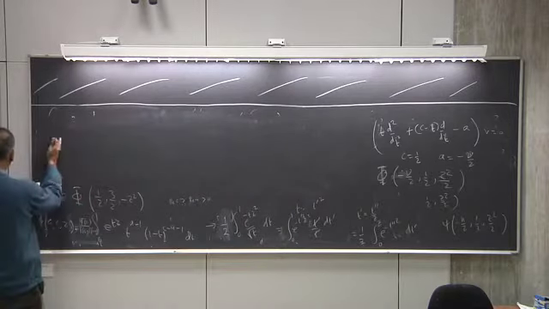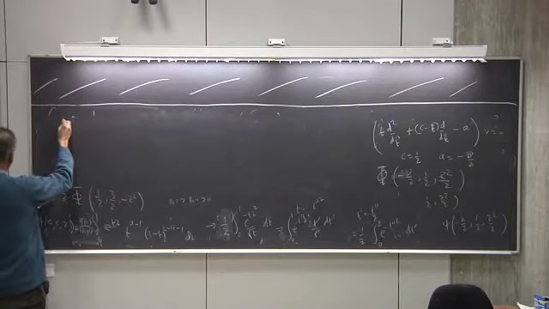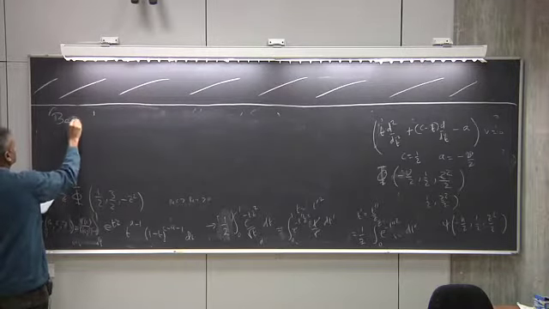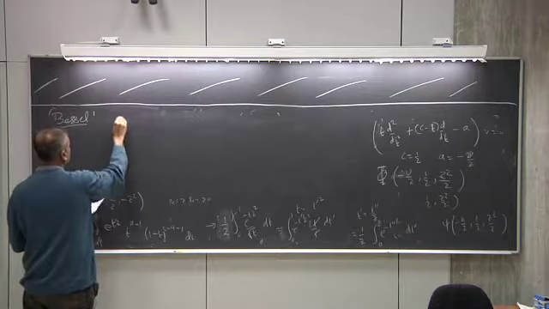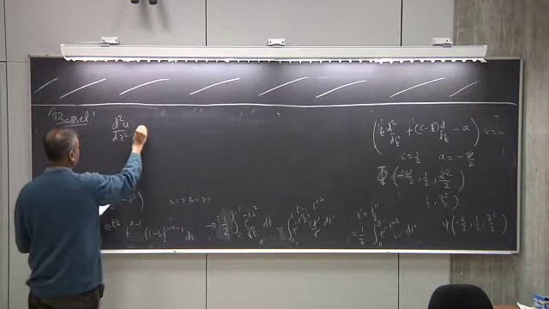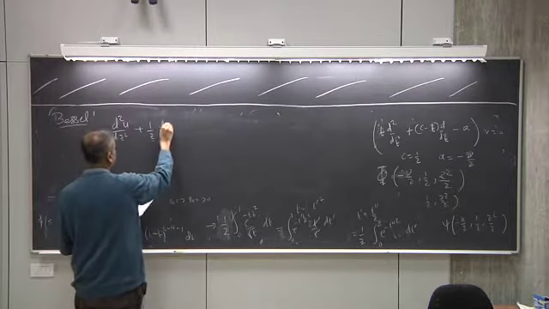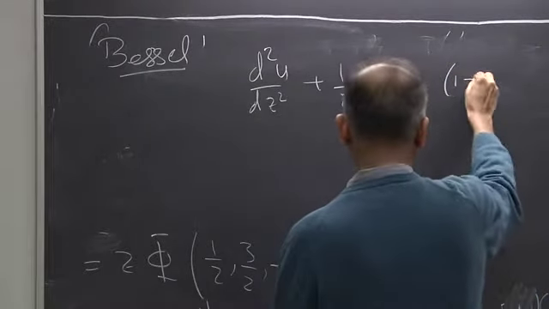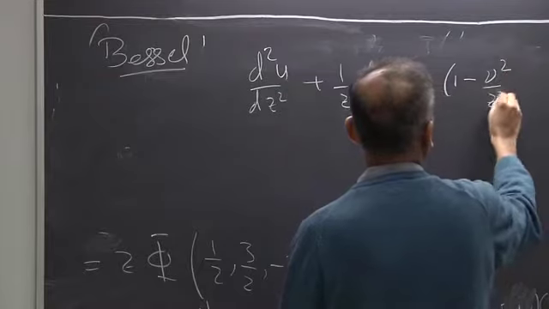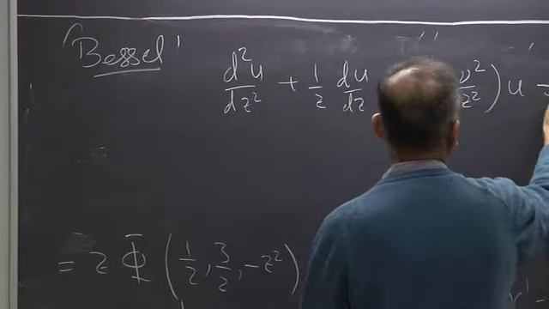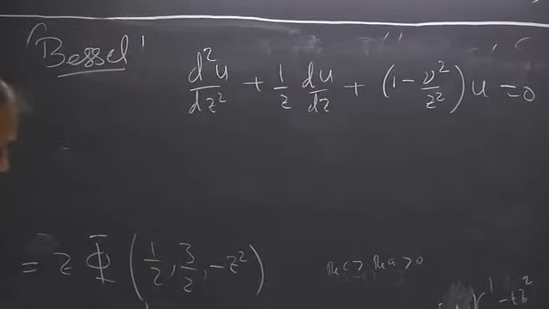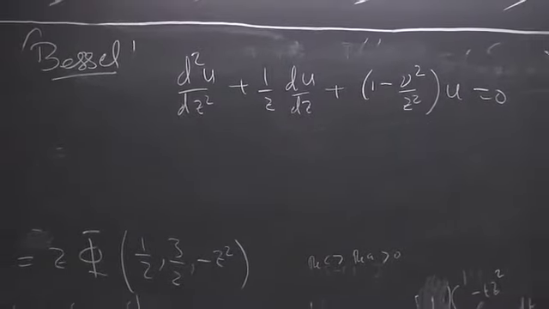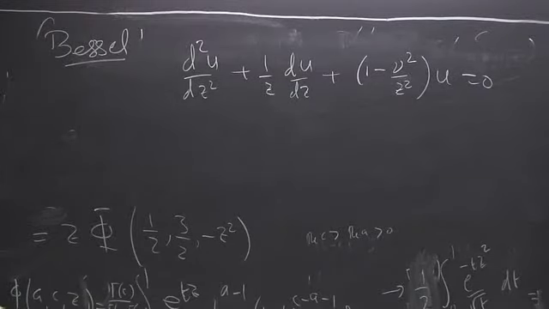So Bessel equation. Bessel equation is d2u by dz2 plus 1 over z du by dz plus 1 minus mu square over z square u equal to 0. That's the Bessel equation. Now this equation can be mapped to a confluent hypergeometric equation in the following way.